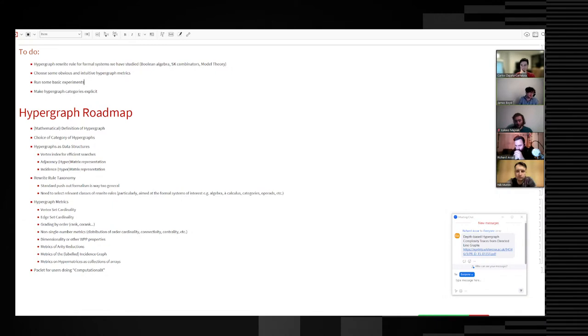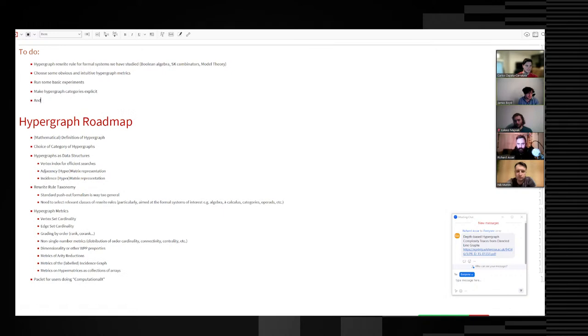And then also, you have this note, make hypergraph categories explicit. I guess in some sense, we're doing this all in terms of hypergraphs, but it's more of a category of these rule and rewrite system pairs. But you understand the idea there.